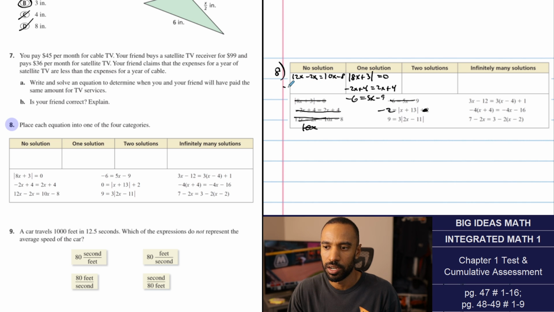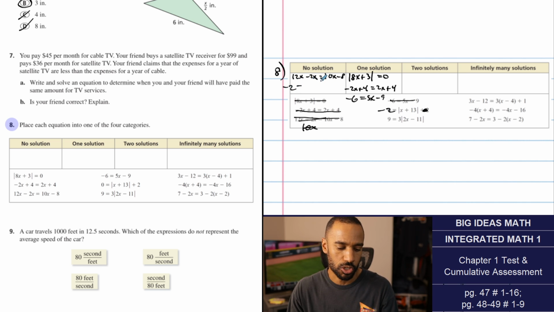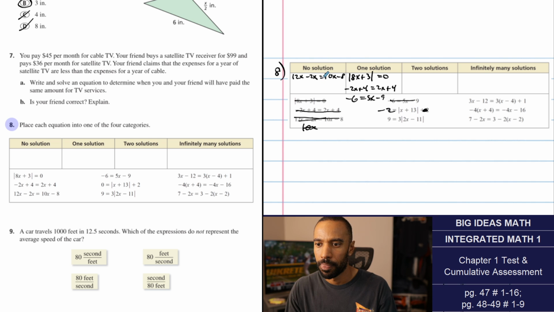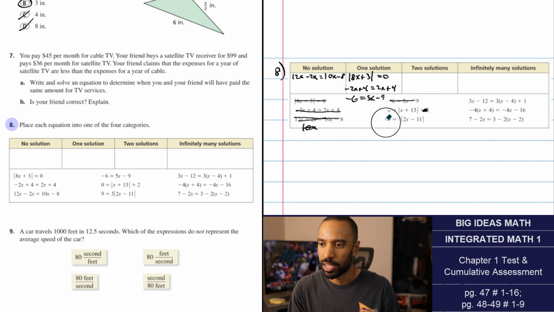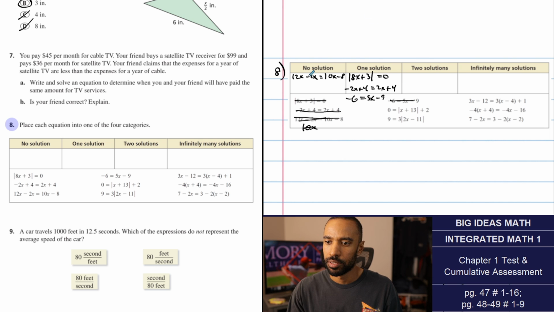That's no solution there. So negative 2. Oh, sorry. Let's write the original. That would be, let me erase that. I can't see it. 0 equals absolute value of x plus 13 plus 2.